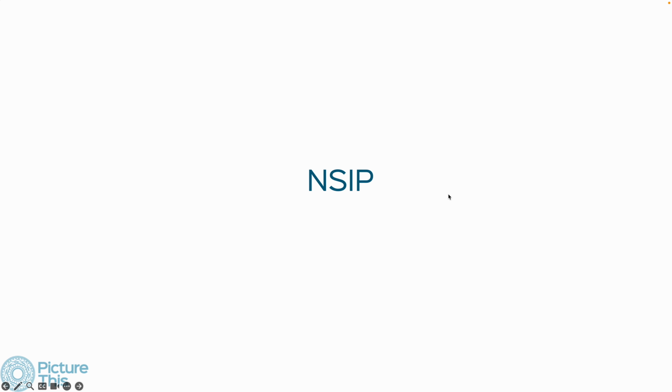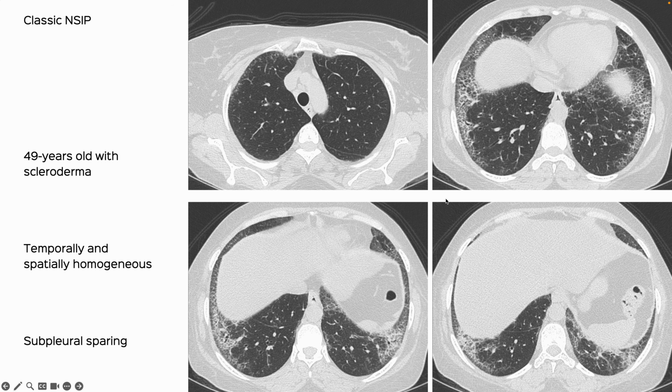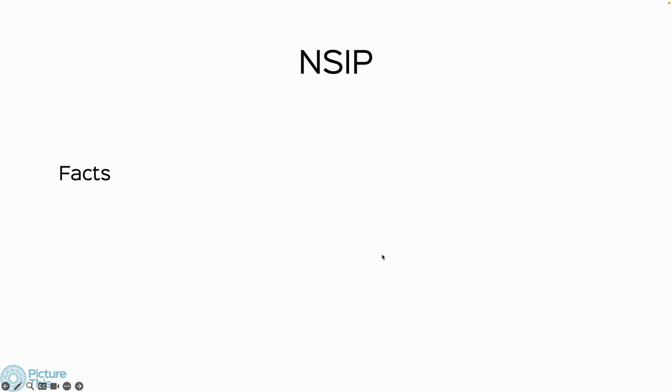Now that, once we talked about connective tissue diseases, would bring us to NSIP. And NSIP is a specific entity. It's not a basket case saying that, okay, we don't know what's going on, it's non-specific, let's call it NSIP. It's a defined entity where we get reticular opacities, traction bronchiectasis, subpleural basal predominance, but often subpleural sparing, as you can see here, and there's temporal and spatial homogeneity. So the lesions look the same in whichever section that you look at.